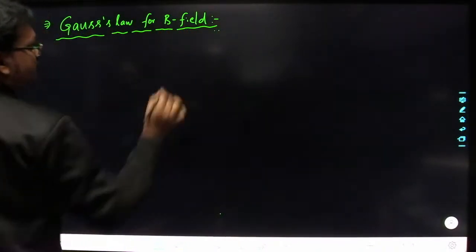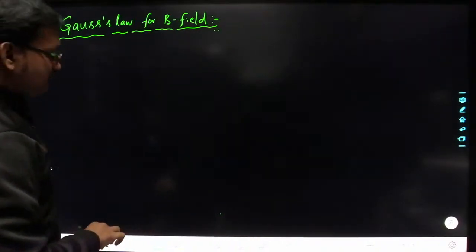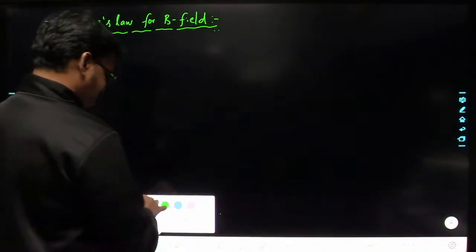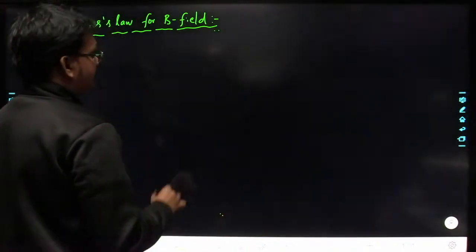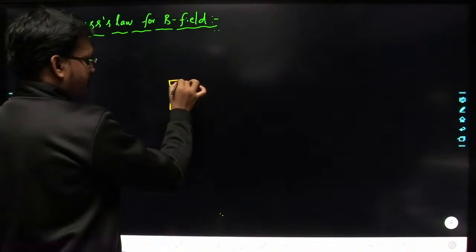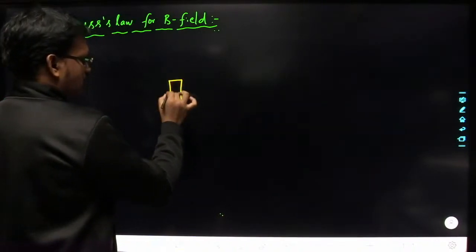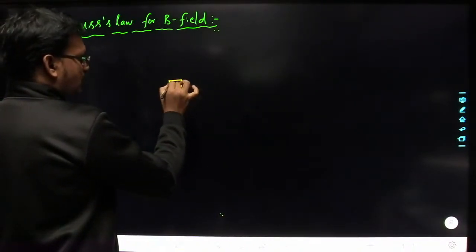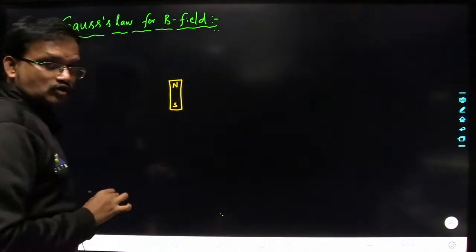So it is very simple here. Gauss law for B field. See here. Here I am considering a magnet. Okay, so this magnet is going to have north pole as well as south pole.